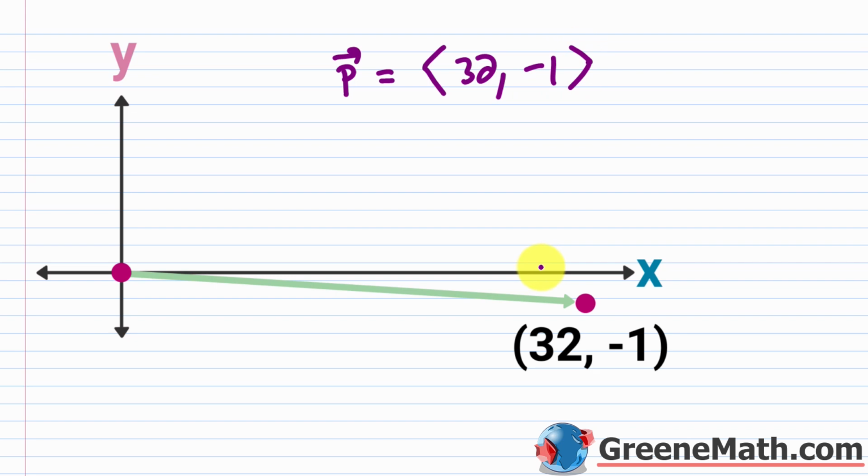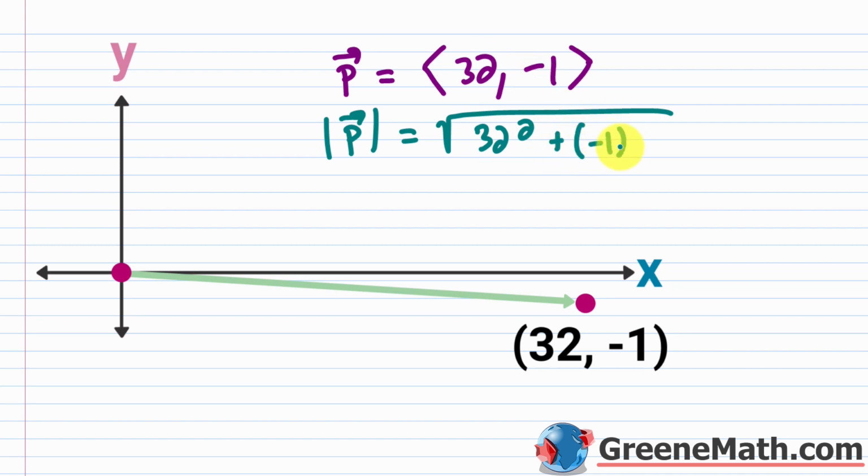So the easier thing to do is to figure out what is the magnitude of my vector p, and essentially it's just the square root of the horizontal component squared, so 32 squared, plus the vertical component squared, so -1 squared. 32 squared is 1,024. -1 squared is going to be +1. So if you add 1,024 and +1, you get 1,025.